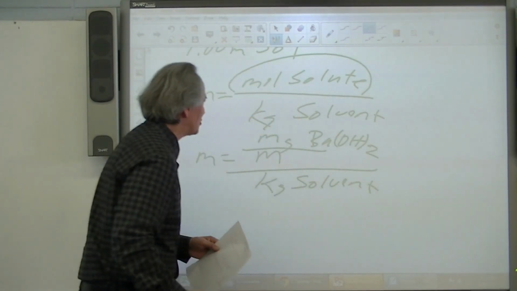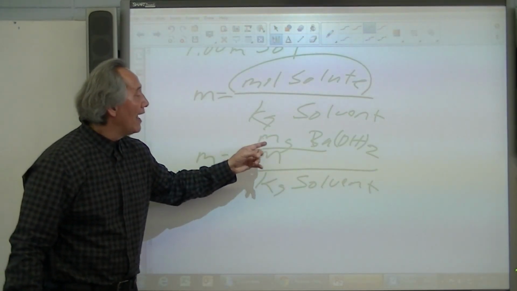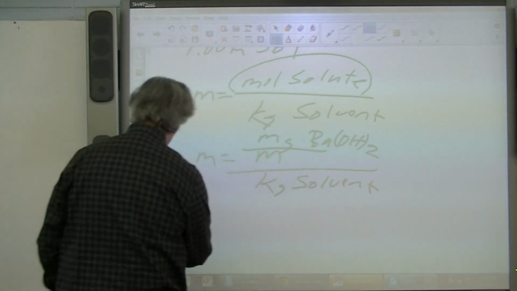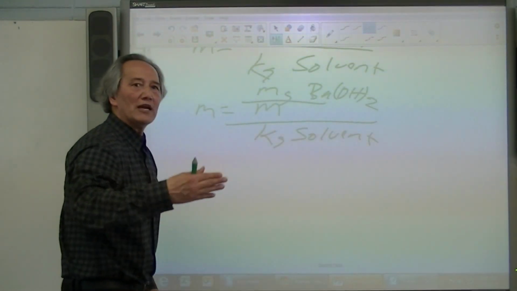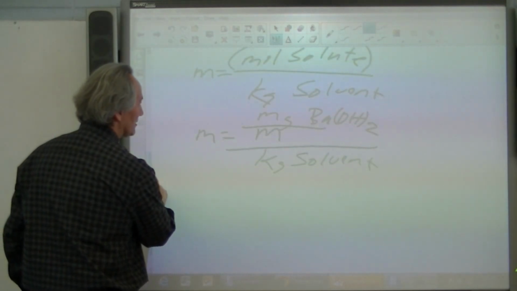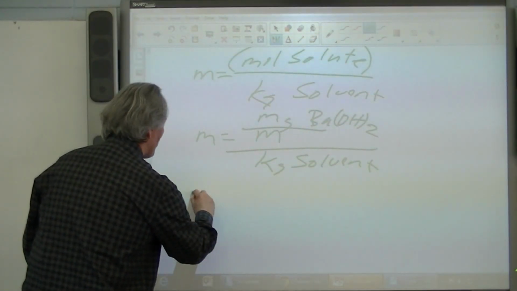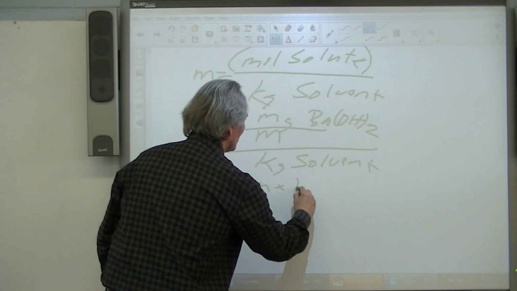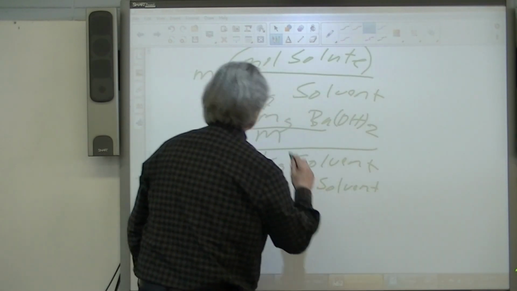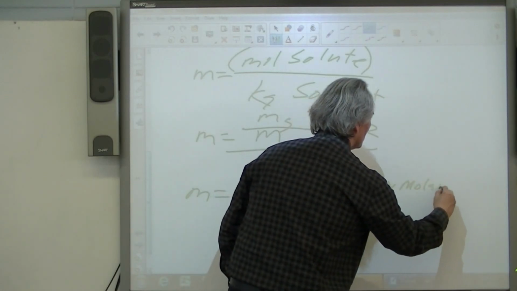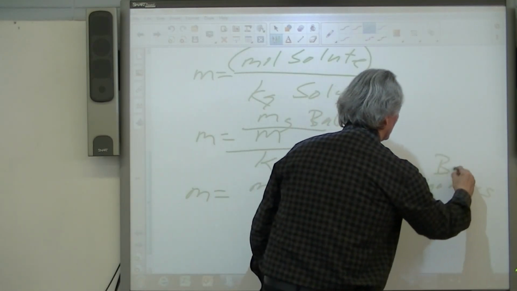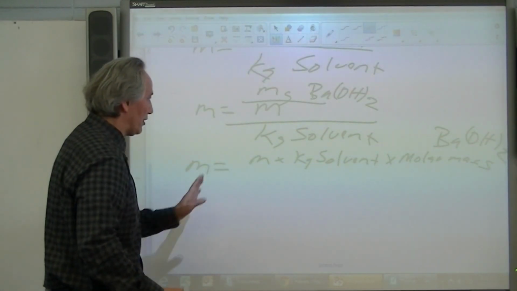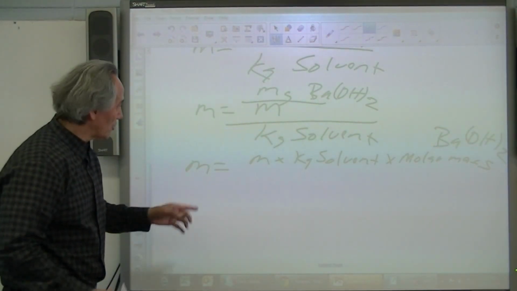Now let's rearrange this so we can isolate the mass we're looking for and express it in terms of molar mass, molal, and kilogram solvent. Rearranging first is an easier way to plug data in and calculate. So mass is equal to molal solution times kilogram solvent times the molar mass of the barium hydroxide. Now we can plug in our data and calculate the mass in grams.